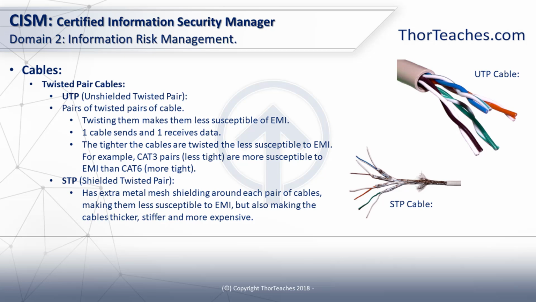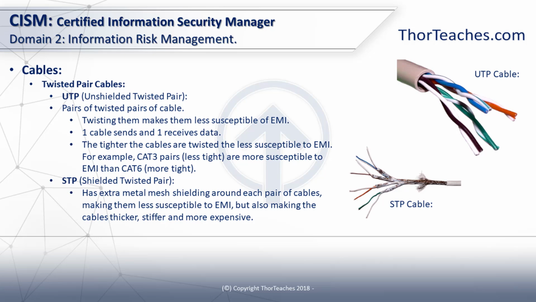On the individual pairs of the shielded cable, you can see it has a metal coating around it, then another coat on top of that, making the cable a lot less susceptible to EMI or crosstalk, but also much more expensive and a lot stiffer. For regular UTP cables, twisting the individual pairs makes it less susceptible to EMI, and for those, we would normally use one wire to send and one wire to receive. And the tighter the wires are wound, the less susceptible to EMI they are.